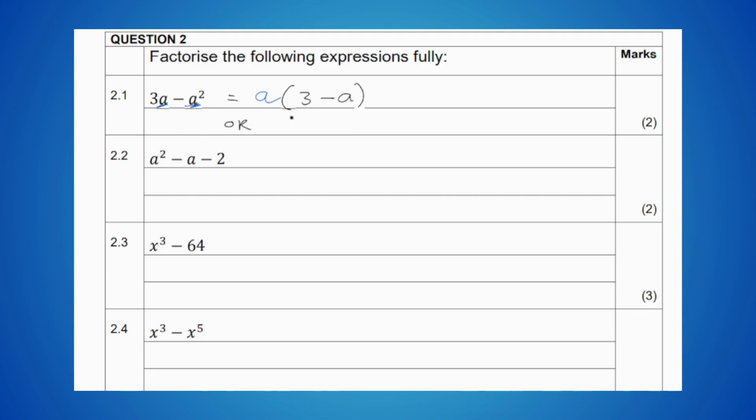Alternatively, you could have taken out a negative a, and you would have had a minus 3 left. If you look carefully, these are exactly the same. The only thing is the signs differ here and there because we took a minus out.